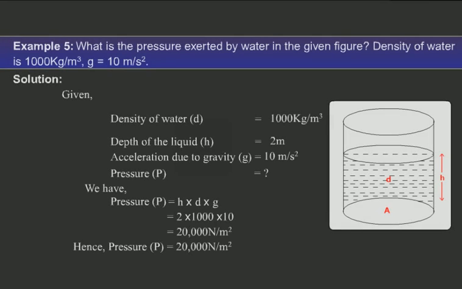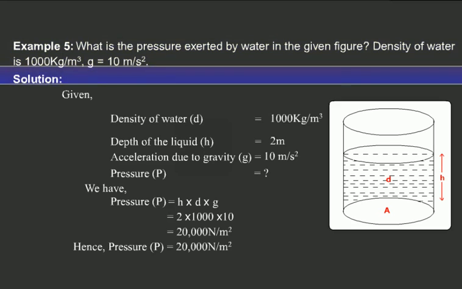Now, let us look at some examples given here. The first example reads, what is the pressure exerted by water in the given figure? The density of the water is given as 1000 kg per meter cube, and the value of acceleration due to gravity is equal to 10 meter per second square.